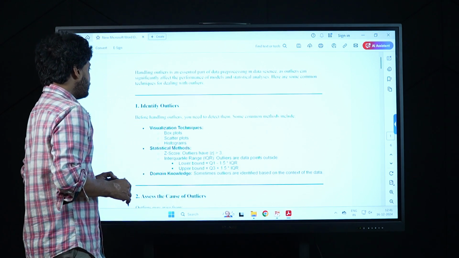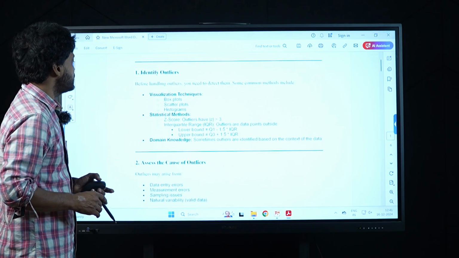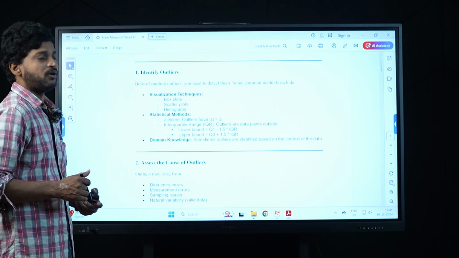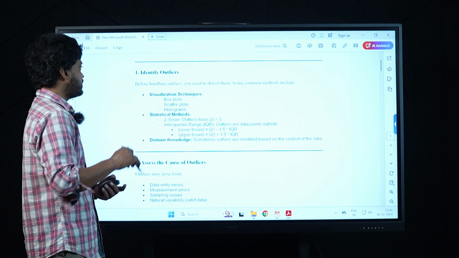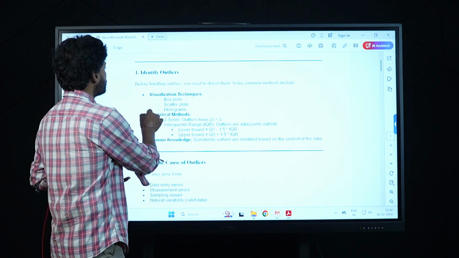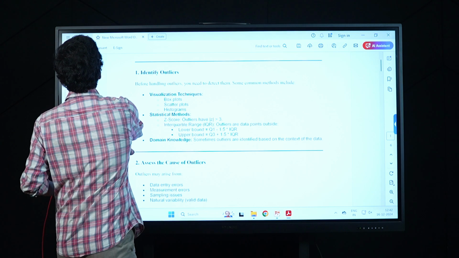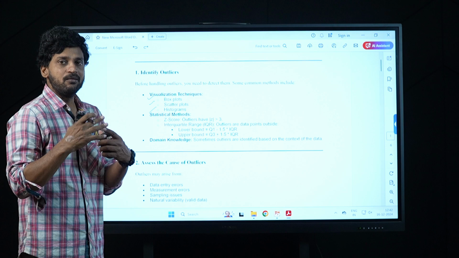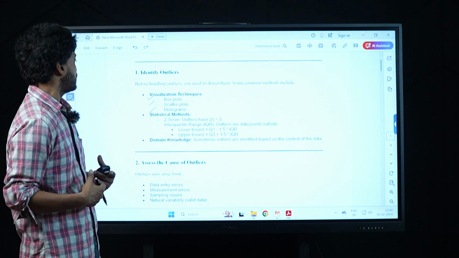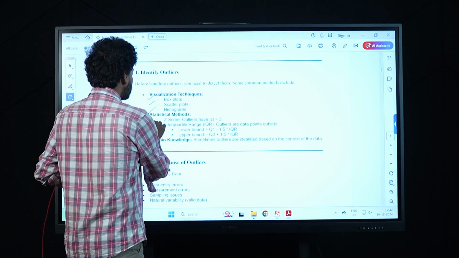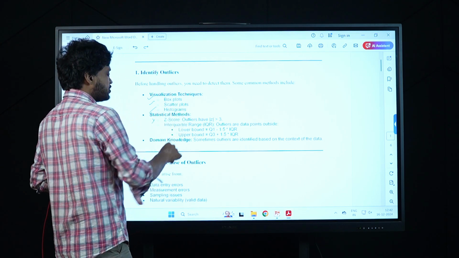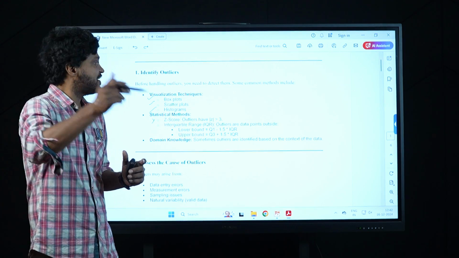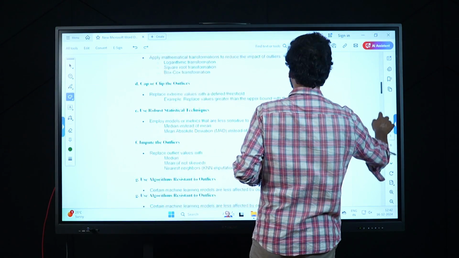Now, first of all, in order to handle the outliers, it is very important to identify the outliers. How to identify the outliers? There are several ways. First one is box plots, scatter plots, and histograms. You know what a box plot, scatter plot, and histogram are, by using which we'll be able to identify the outliers. Z-score. What is Z-score? I'll show you in some time. Z-score is a statistical method by using which you'll be able to analyze an outlier. I'll directly show you what a Z-score is here.